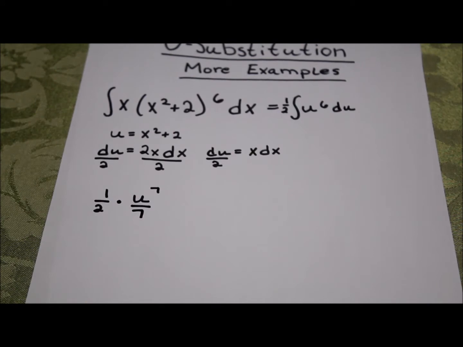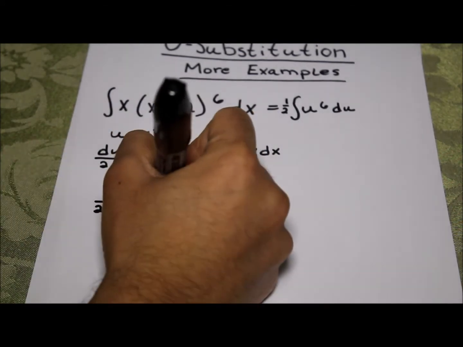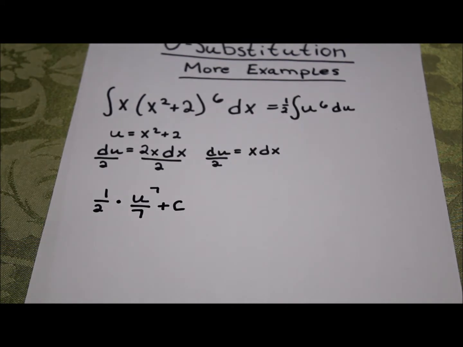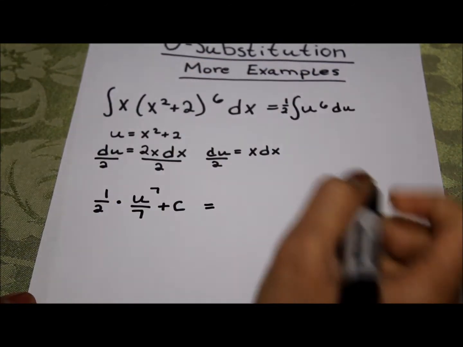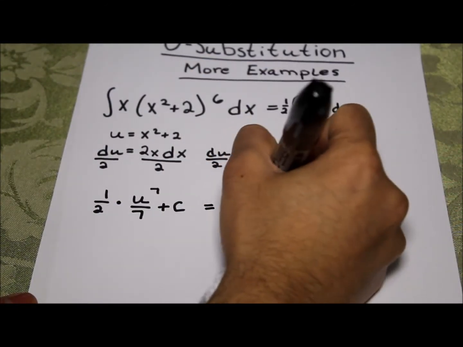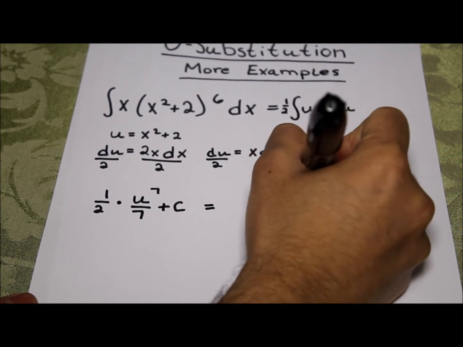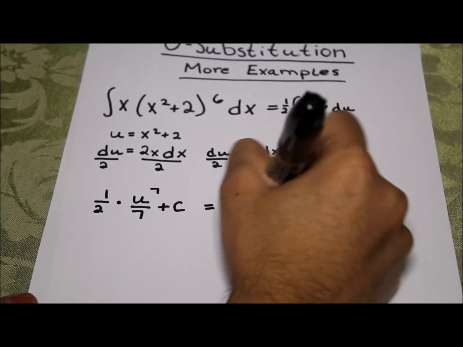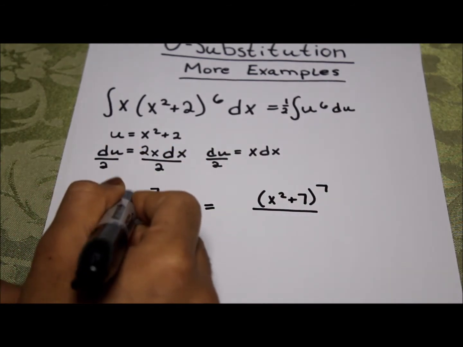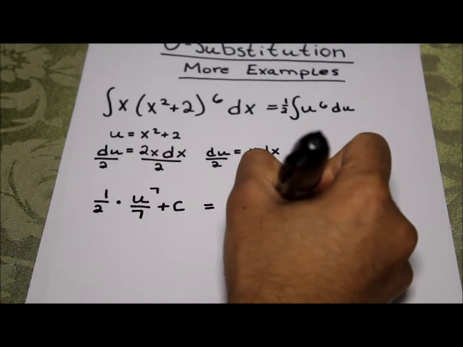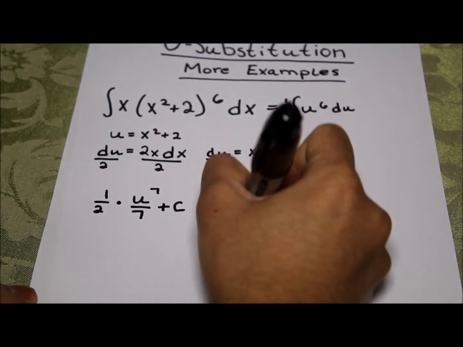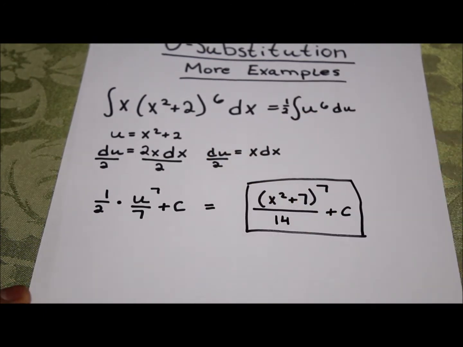And since it is just an indefinite integral, we would have to add a c in. But once again, we're not done. Since the original problem was in terms of x, we want the final answer to be in terms of x as well. So what we do is substitute whatever u was. So that's x squared plus 2 raised to the 7th power. And now, since half and 1/7 of u to the 7th is multiplied, we can just multiply the denominators and have 14 and then plus c. And that would be the final answer for that problem.